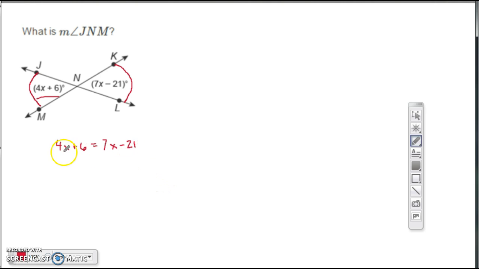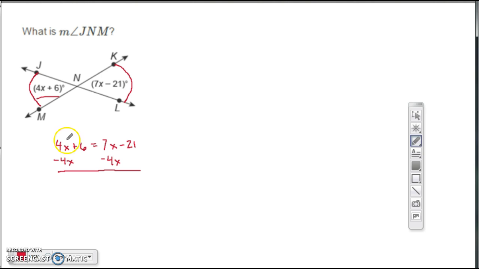The next thing I want to do is gather all of my x's on the same side. I can either do minus 4x from both sides, or I could do minus 7x from both sides. I like to plan ahead a little bit and deal in positive numbers. So I'm going to subtract 4x from both sides. Could you subtract 7x from both sides? Absolutely. And you could still get the right answer that way. All right, but I'm going to go ahead and do 4x. So I'm going to subtract 4x from both sides. Remember, whatever I'm doing to one side, I want to do to the other side to keep my equation balanced.